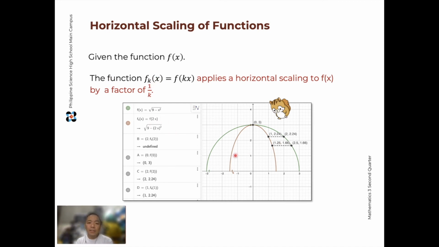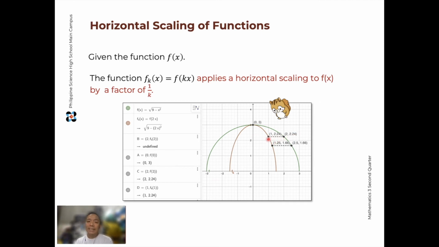So here, in this example, my k is 2. And let's take a look at the points. Meron akong point sa 0, 3. May corresponding point siya sa 0, 3. Walang nangyari sa y. So tingin tayo sa x coordinates. In my original function, I have a point 2, 2.24. Dun sa image, yung red, na nagko-correspond sa same y value, it's 1, 2.24.